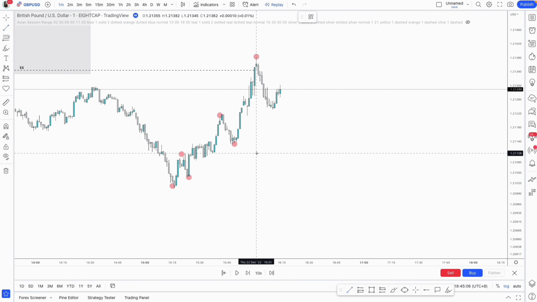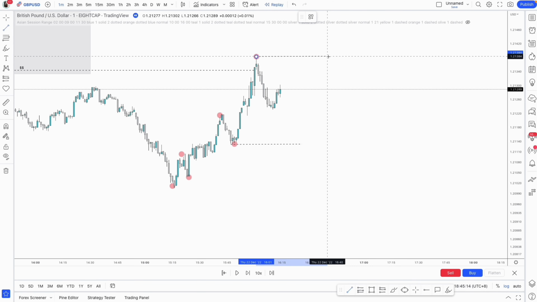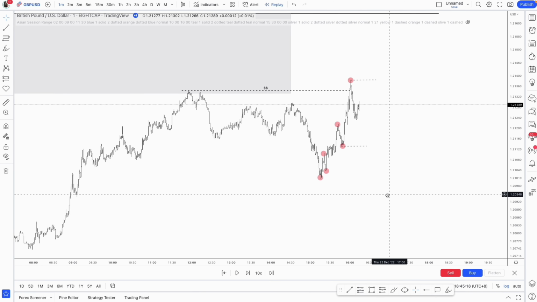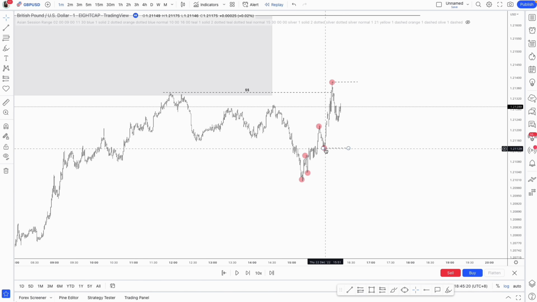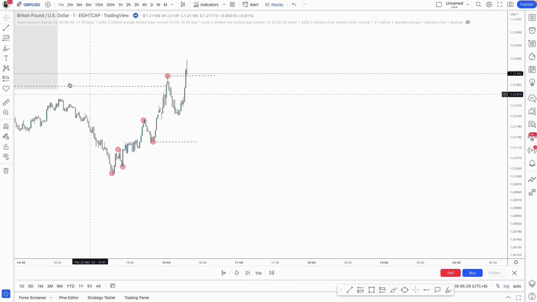So we know that now price is ranging from this low right here. Price is currently bullish on the 1 minute time frame, so we need to wait for the 1 minute to become bearish as well as the 15 minute. If you zoom out right now, you can see that the 1 minute is bullish. We essentially need this low right here to be taken out so that the 1 minute can realign with the 15 minute.